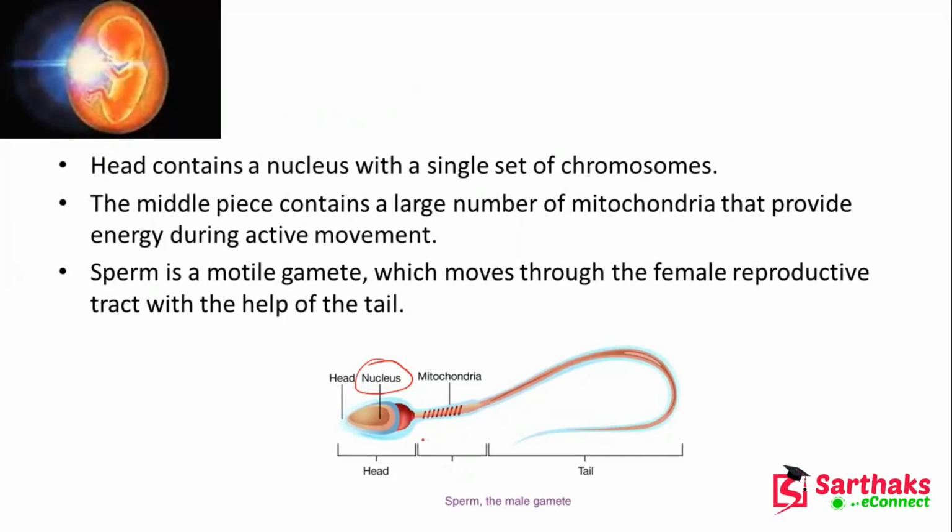The middle piece contains a large number of mitochondria, which provide the energy during active movement. Sperm is a motile gamete that moves through the female reproductive tract with the help of the tail. One thing I have told you, the female egg is immobile, but the sperm is the motile gamete.